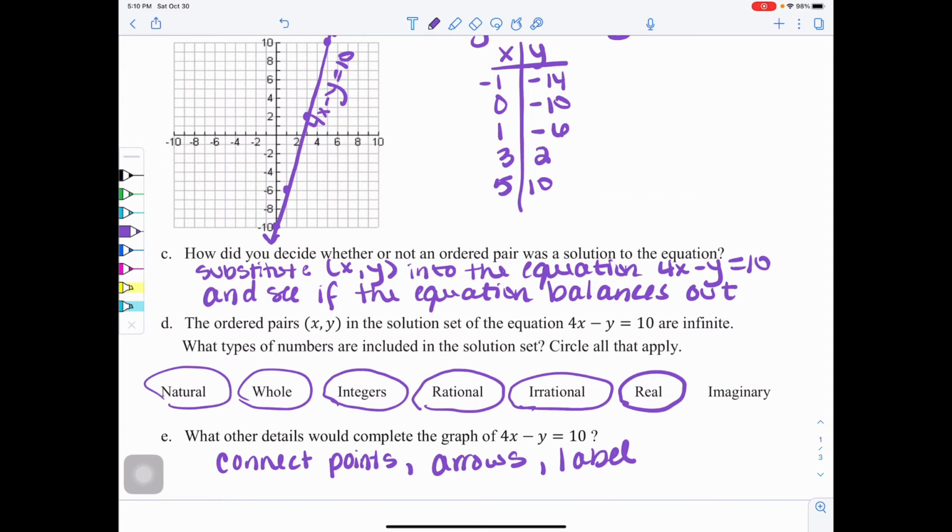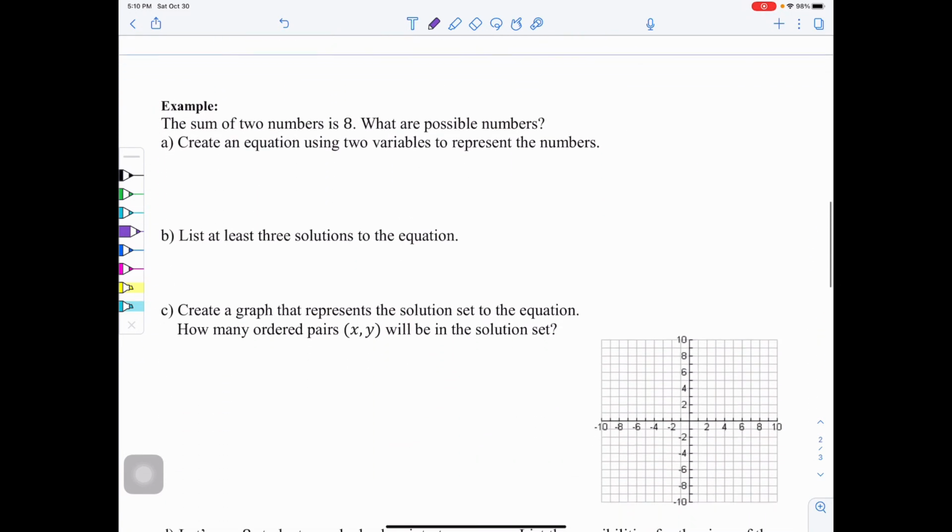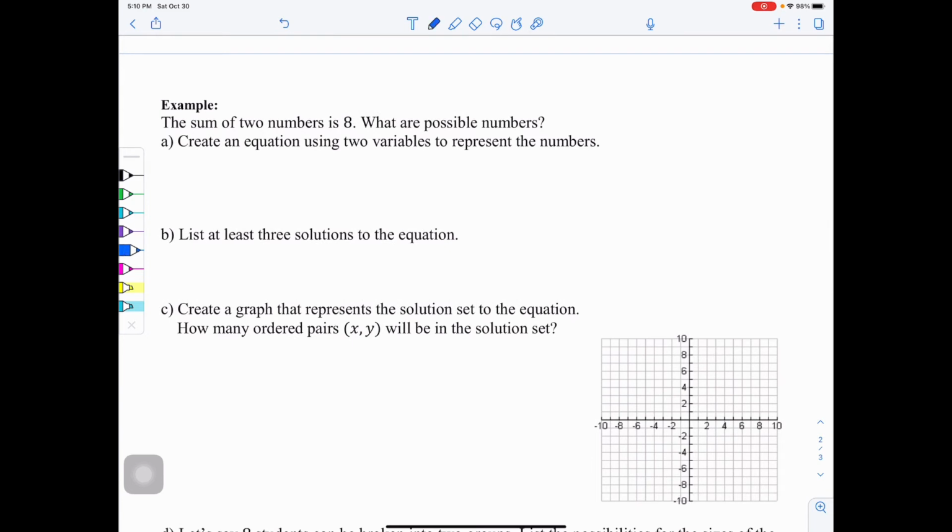So now let's move on to an example that involves a word problem. The sum of two numbers is 8. What are possible numbers? In part A, we're going to create an equation using two variables to represent the numbers. Since they did not give us a variable, we have to pick a variable and define what it means. We are allowed to use two variables since we are now looking at linear equations in two variables. So we will let x equal the first number, and then we'll let y equal the second number.